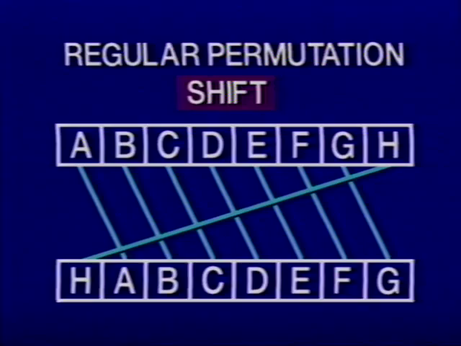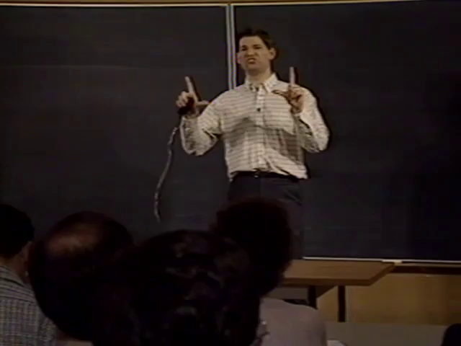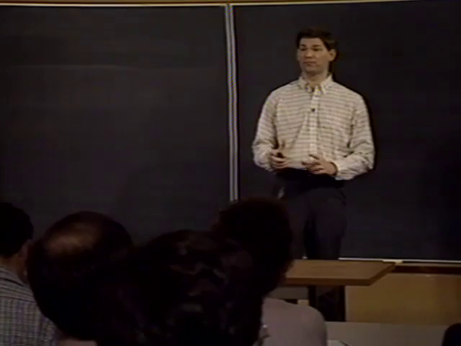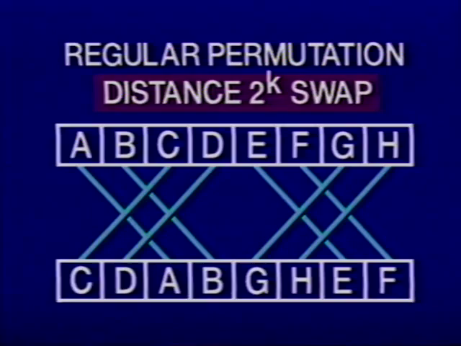Now, of course, one can do shifting not only on one-dimensional arrays, but also on two-dimensional arrays. You might have a two-dimensional matrix and want to shift it one position to the north, or three positions to the east, or 4,096 positions to the south. Another kind of permutation is an odd-even swap, shown here for 8 elements, in which A and B have exchanged places and C and D have exchanged places. One might also imagine more general forms of swap, where one swaps with a neighbor that is a power of 2 distance away.